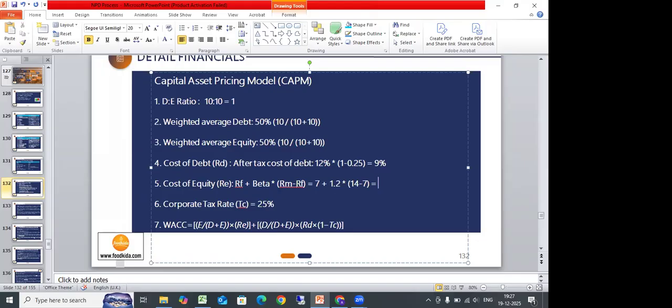Can you please tell me? Is it 9%? Yes, it is 9. And what will be this? 8.4 plus 7, 15.4. Is it right? Yes. Okay, fine. Corporate tax rate I have taken is 25%, and this is the WACC formula.